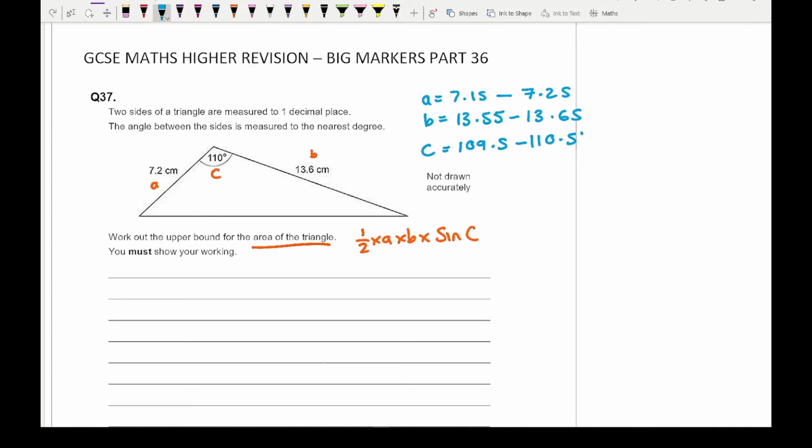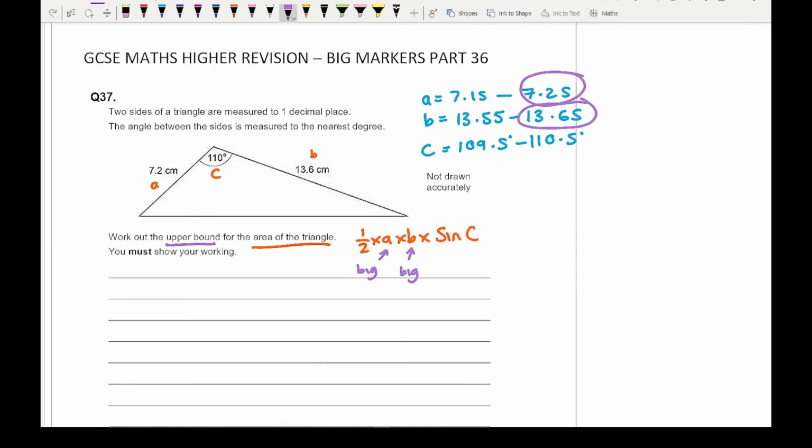So for this, let's have a look at the actual formula to see what bound we actually need to use. Here, because we're multiplying and we want the upper bound for the area, we want A to be the big value, so I'm going to be using 7.25. For B, I want that to be also big, which is going to be 13.65.